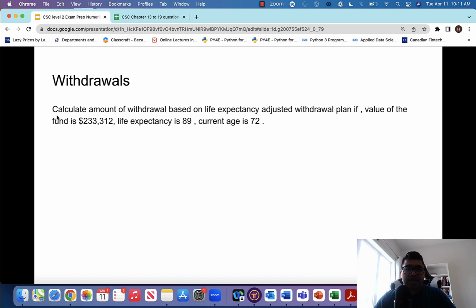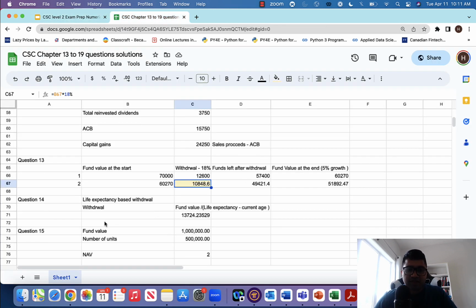So they are asking you calculate the amount of withdrawals based on life expectancy adjusted withdrawal plan if the value of the fund is 233,312, life expectancy is 89 and the current age is 72. So this is a question on life expectancy adjusted withdrawal plan. Now how to do questions like this? So there is a formula. So withdrawals based on life expectancy based withdrawals is given by fund value divided by life expectancy minus current age.